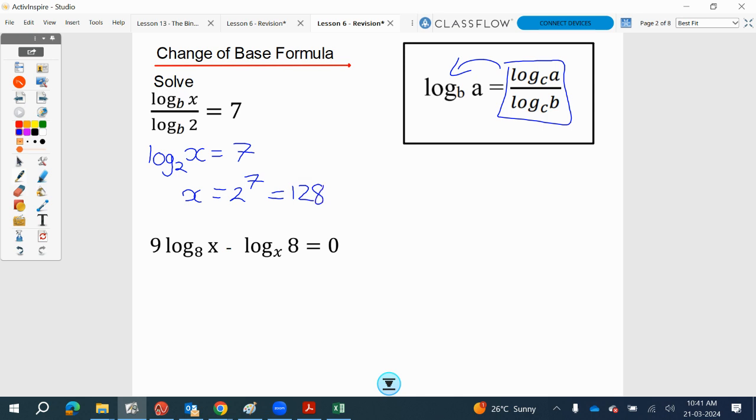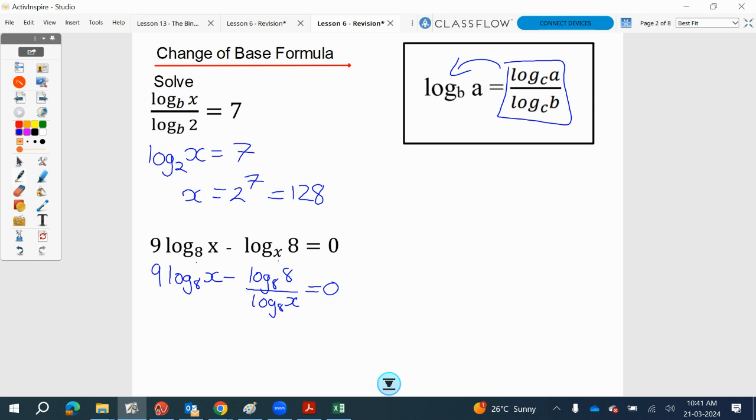The next question is a little trickier, but we see we've got logs in two different bases, so we want them in the same base. So this one is in base 8, so let's put this one into base 8. This will give us 9 log base 8 of x minus log base 8 of 8 over log base 8 of x equals 0.